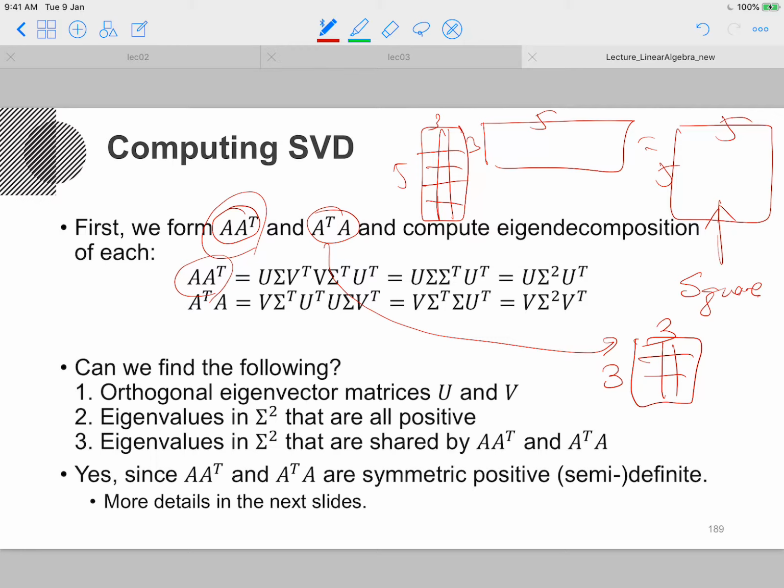So even though this eigendecomposition can exist or not depending on the input square matrix, for this special form of a square matrix, which is computed as A transpose A or A A transpose from some rectangular matrix, we can guarantee, or we can prove, that those two will always have an eigendecomposition. Okay, so once we form these two matrices, each of them is guaranteed to always have an eigendecomposition.